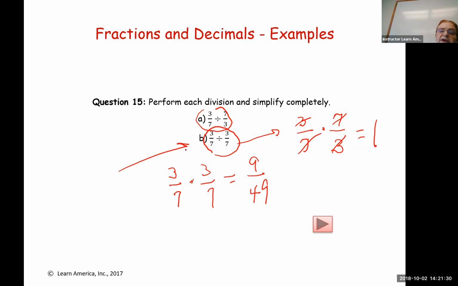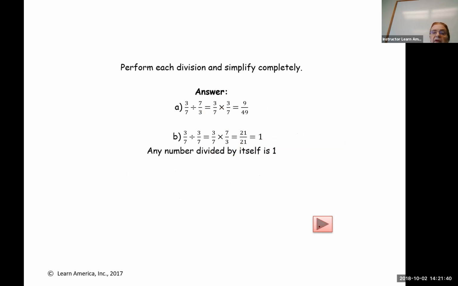But what you really should notice is that when a number is divided by itself, it's always going to give you 1. Okay. Any number divided by itself is 1. So it doesn't matter how complicated it is to start with. If you're dividing the number by itself, you're going to get 1.